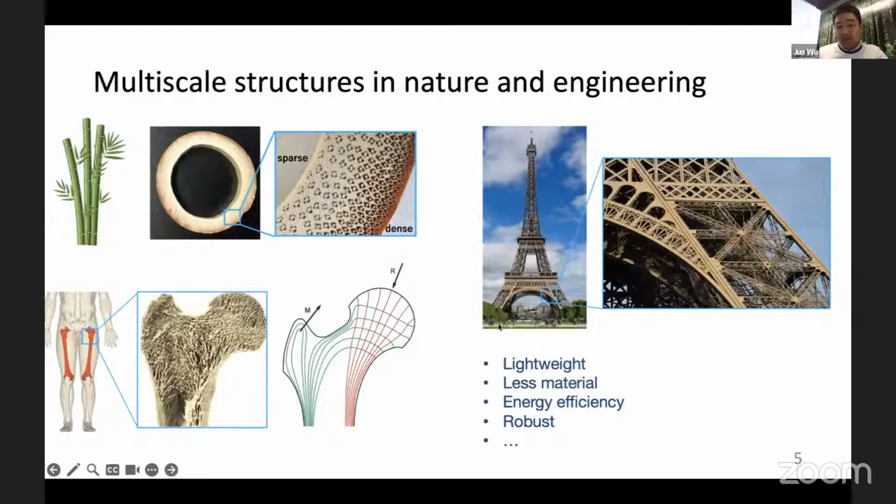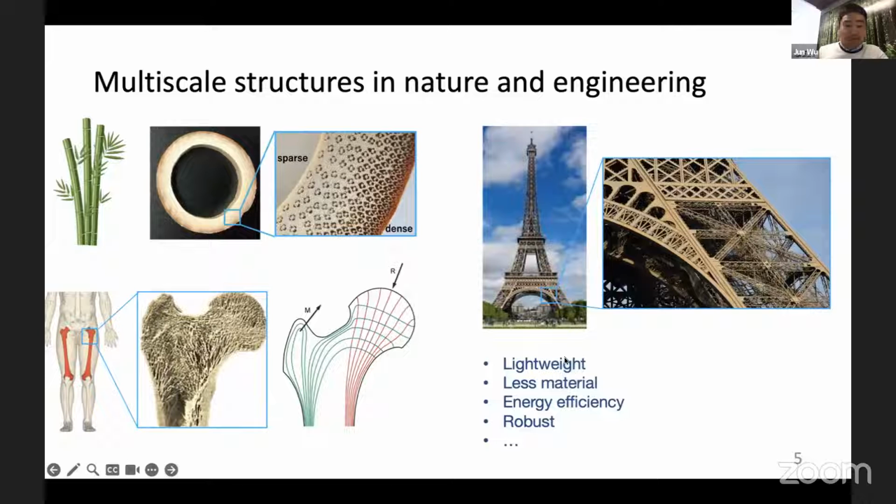Multiscale structures are also often used in engineering. For instance, in the Eiffel Tower, if you look closely, you can observe three levels of hierarchy. It is made of many beams, and within the beams, it is made of further smaller beams. In both nature and engineering, the multiscale structure creates lightweight design. Lightweight design means less energy used to process the material in manufacturing, and for the locomotion of animals and for vehicles, it means less energy to transport these structures.